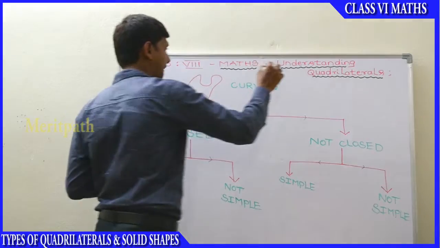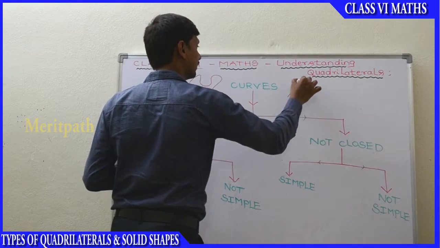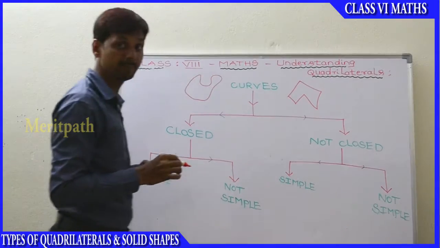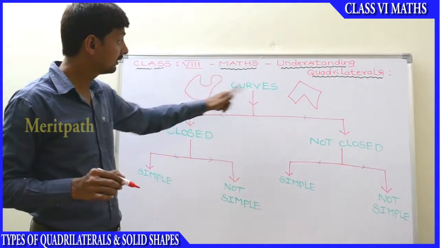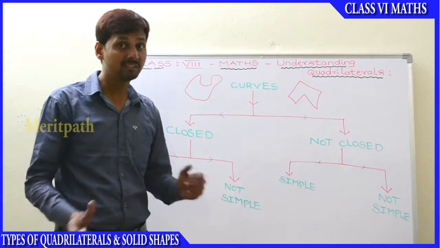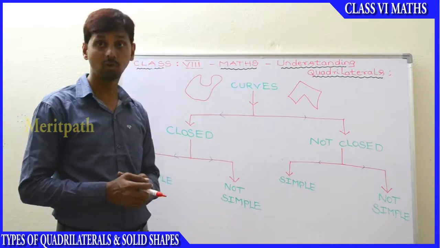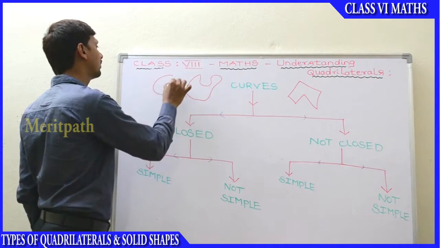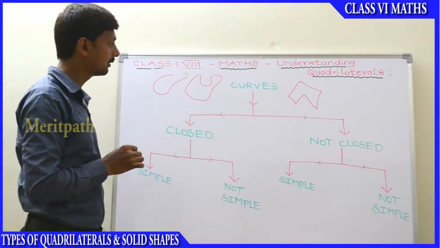A curve can be drawn with line segments also, in this manner. So these are curves we call. And we have different types: closed curve and not closed curve. Curves need not be closed. Sometimes it can be open.